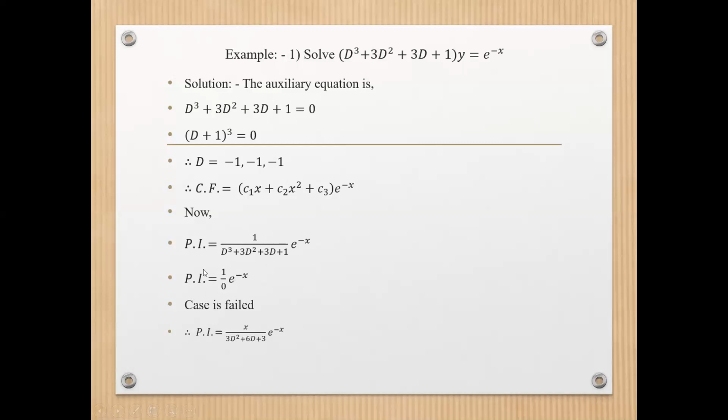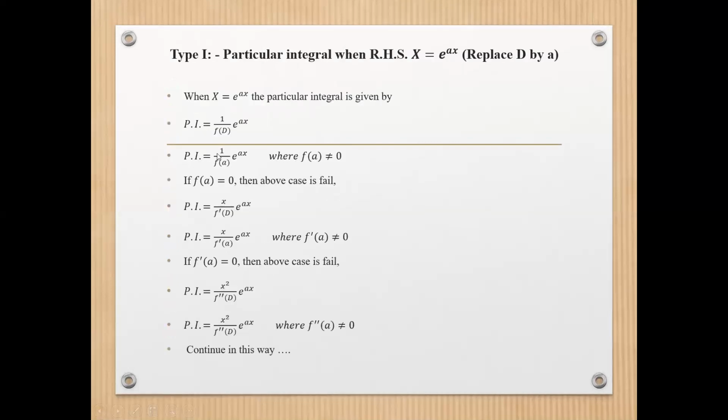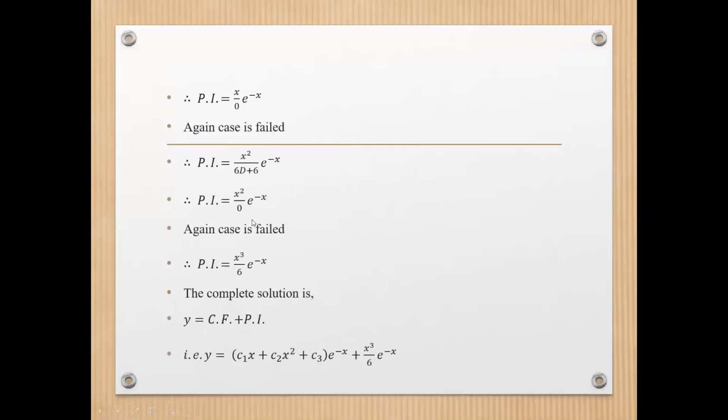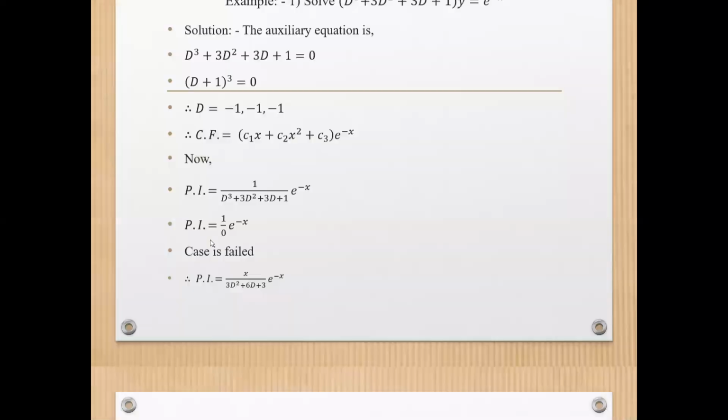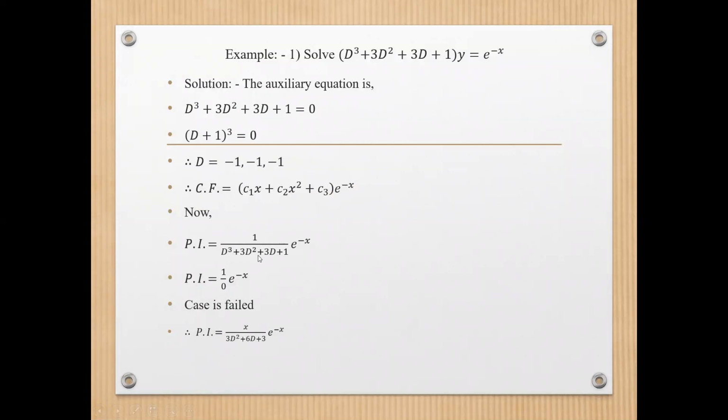Okay, see here, the case fails if we put a in place of d and the denominator becomes 0. If the denominator after putting d equal to a is not 0, that will give the required particular integral. But here, if we put d equal to a, the denominator is 0, so the case fails and we have to go further. Here, if we put d equal to minus 1, the denominator becomes 0, so we have to go further.